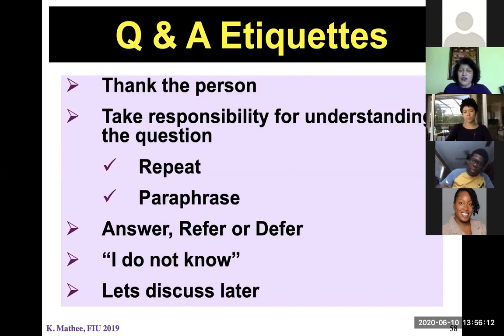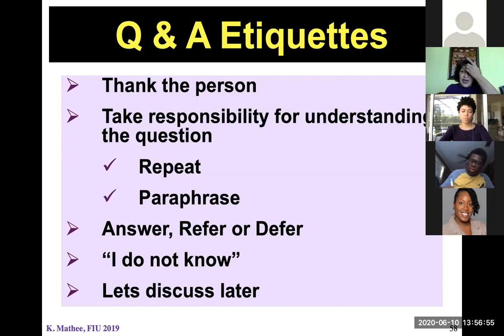When you do this, you are buying yourself 1 or 2 minutes to think of a good answer. So let's say you have an answer. Great, you answer. If you don't know the answer, and your mentor is in the room, you say, I do not know the answer. Perhaps Dr. Agudelo knows the answer. So now you have referred the question to Dr. Agudelo. Let's assume none of them know the answer. You defer, which means you say, I really don't know the answer. We will talk about it later. Or I can get back to you after checking, okay? It is okay to say, I do not know. It shows a lot of maturity to say that I do not know the answer.